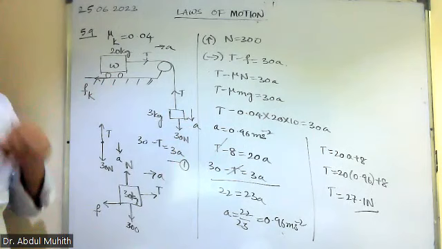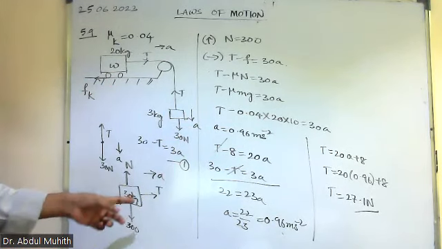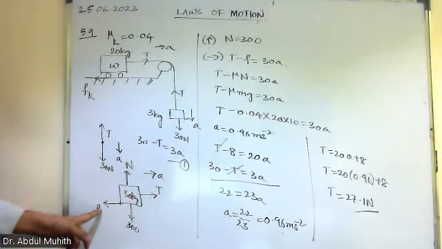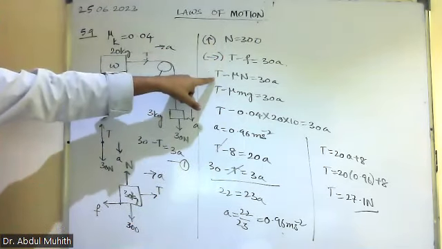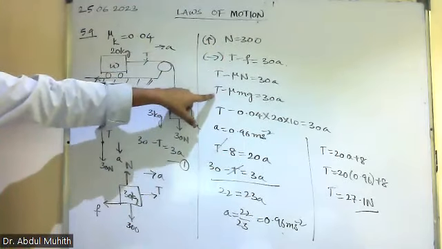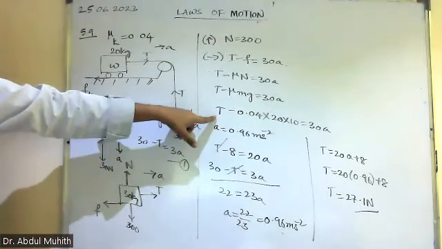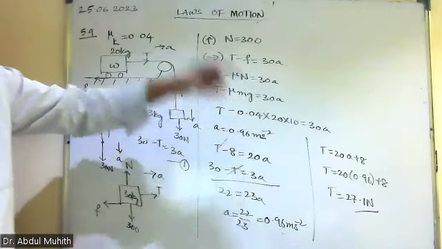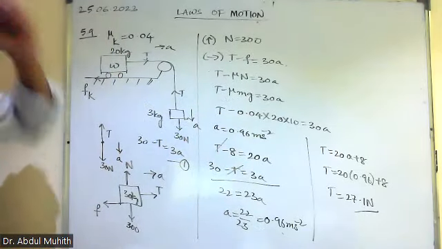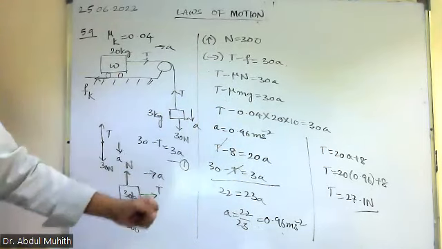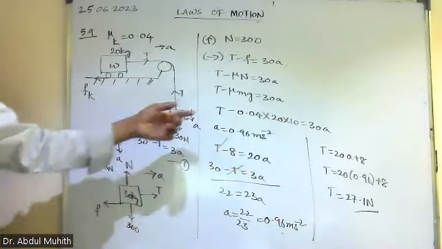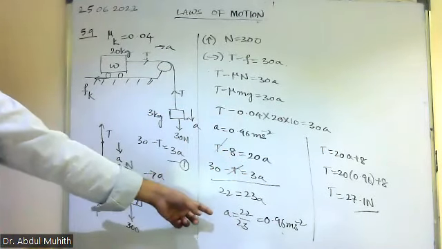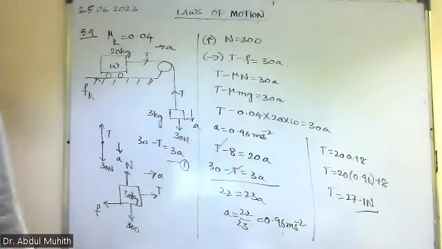Okay. So now, T minus F is equal to MA. N is equal to 300. T minus F is equal to 30A. T minus mu times N is equal to 30A. T minus mu times mg is equal to 30A. T minus 0.04 into 20 into 10 is equal to 30A. So when we calculate acceleration, 0.96. T minus 8 is equal to 20A. So we are taking this equation and the other equation. When we solve it, we get acceleration. Substitute that value, and we'll get the answer.